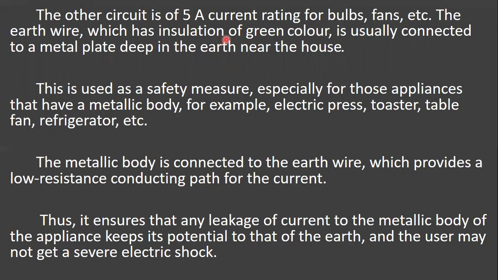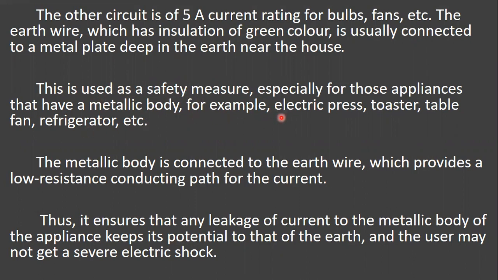It is the insulation, having a green color, and it is usually connected to a metal plate deep in the earth near the house. This is used as a safety measure. We use the earth wire especially for appliances that have a metallic body, for example the electric press, toaster, table fan, refrigerators, etc. For these metallic body appliances, the earth wire will be used as a safety measure.